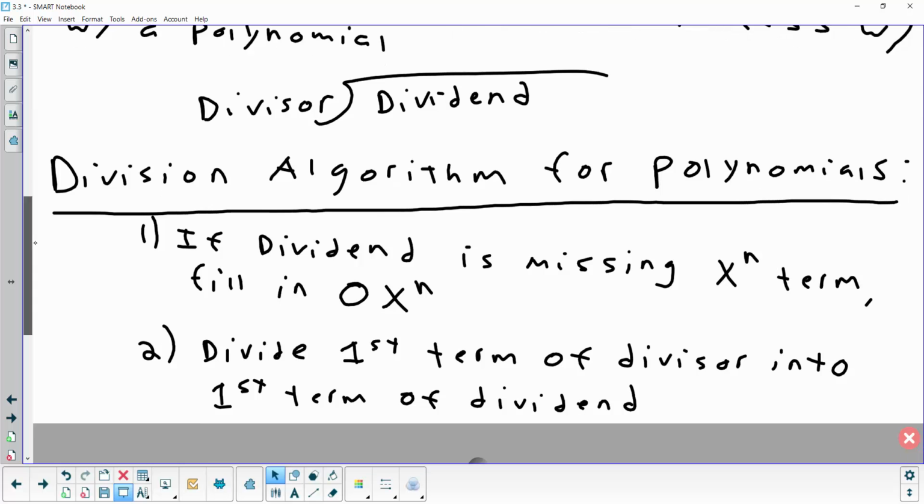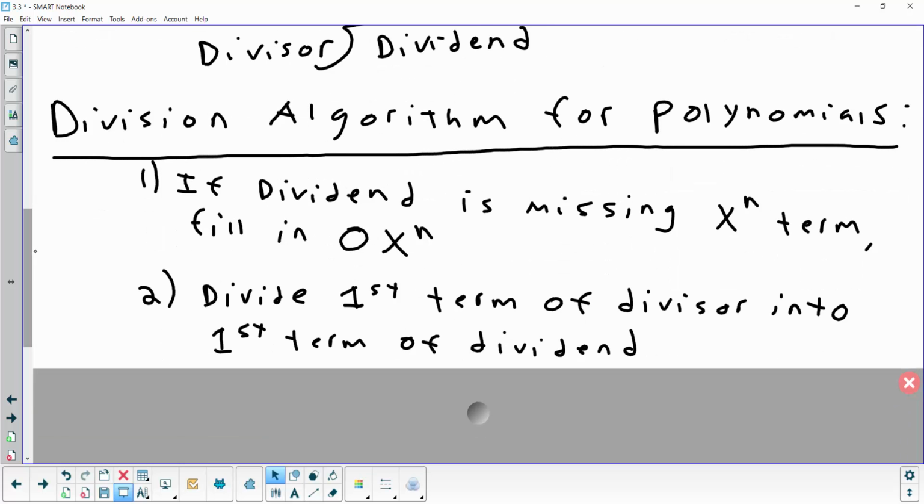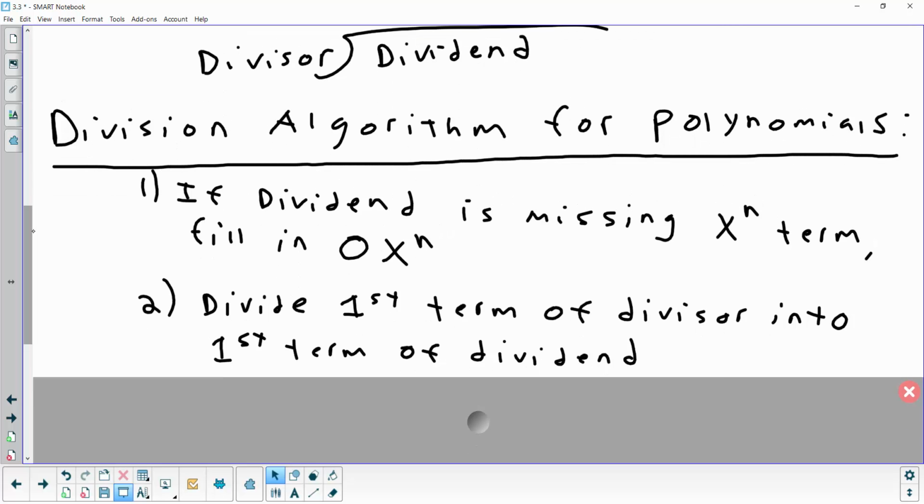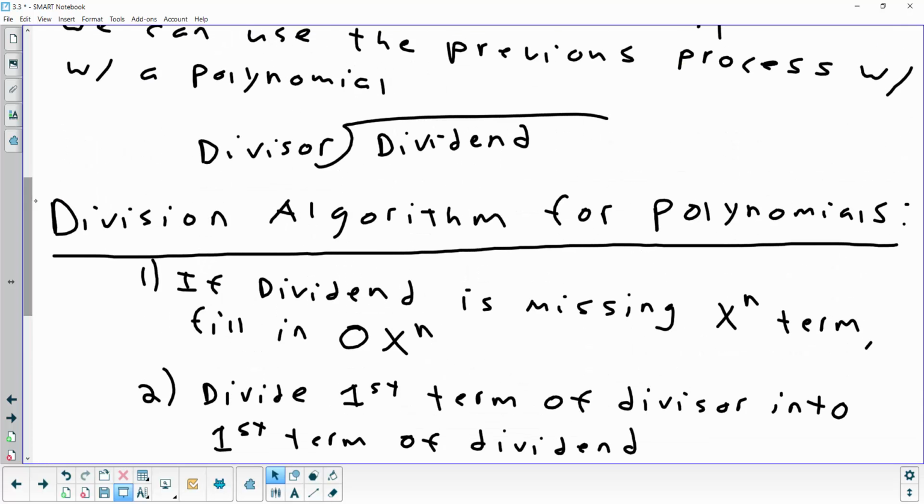Step 2 is you're going to take the first term of the number on the outside and divide it into the first term of what's on the inside. So take the first term of the divisor and divide that into the first term of the dividend. Once you do that, you're going to have something right there.